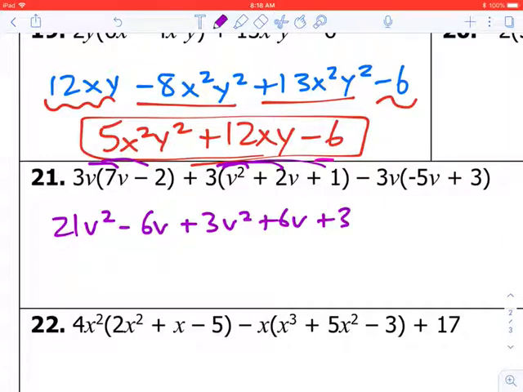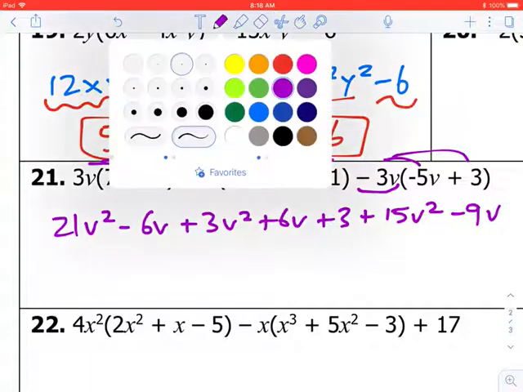All right. And then the last one, again, remember this is a negative 3 times both of these. So negative times negative is positive 15V squared. Negative 3 times 3 is negative 9V. So lots of stuff to take care of here. Let's find like terms.